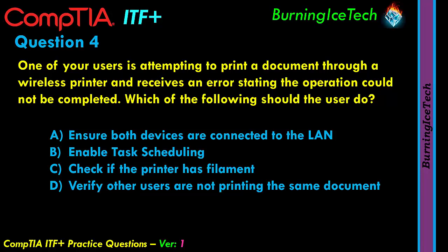D says verify other users are not printing the same document. That's not going to have any influence, folks. If there happen to be two machines or two devices and they both happen to be printing the same document, it's not going to make a difference. You'll just have two copies of the same document. That's all that's going to happen. So it's definitely not D. It's not supposed to have any influence on this scenario.